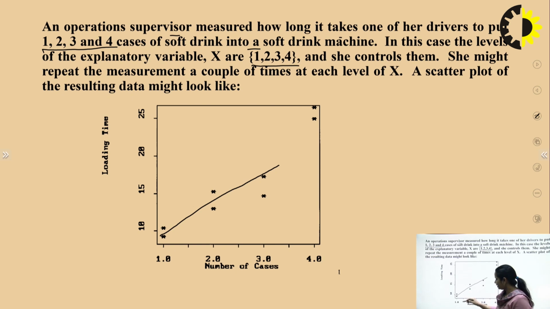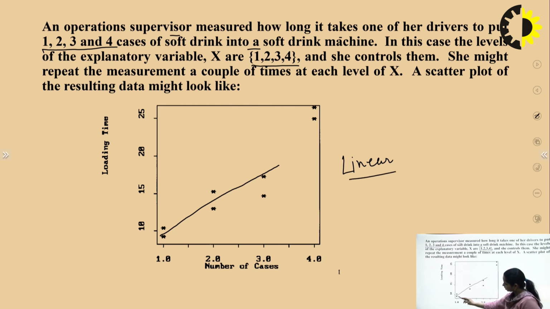So this line is telling us about the cases, 1, 2, 3, 4 cases, in such cases, what is the loading time? So the loading time and the number of cases are proportionally dependent on each other. You can see the straight line is there. This represents your linear regression, because the line is a straight line.